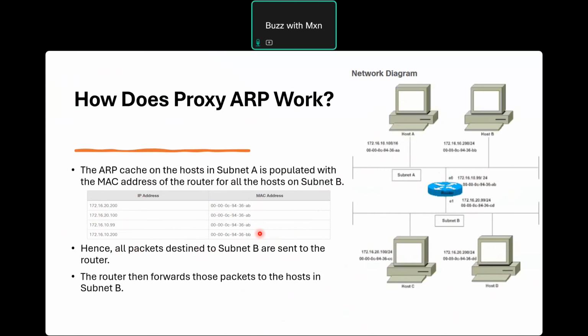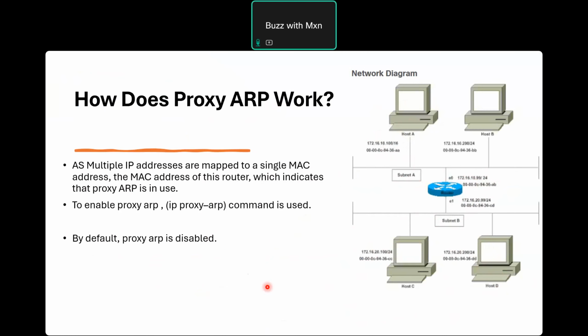So whenever you see such a situation, you come to a realization that proxy ARP is in use. Hence, all the packets destined for subnet B are sent to the router. The router then forwards these packets to the host in subnet B. Understood? So lastly, as multiple IP addresses are mapped to a single MAC address, the MAC address of this router, it indicates that proxy ARP is in use.